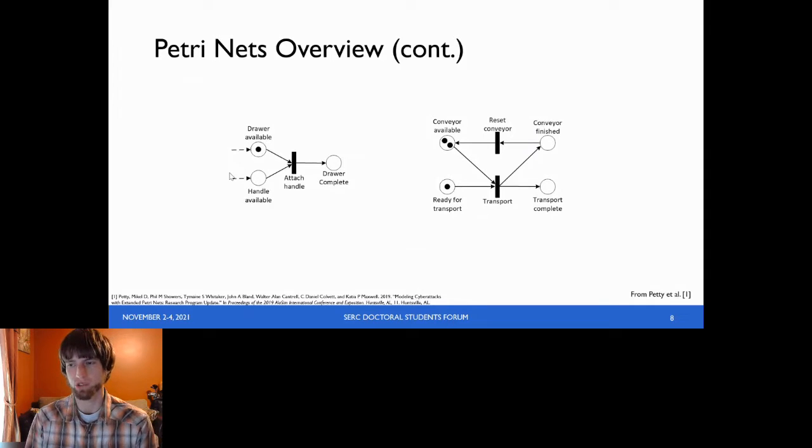The next example shows a conveyor belt transporting items. When the transport transition fires, the transport is complete and a token goes in the conveyor finished place. The conveyor is reset and then ready for the next item to transport.